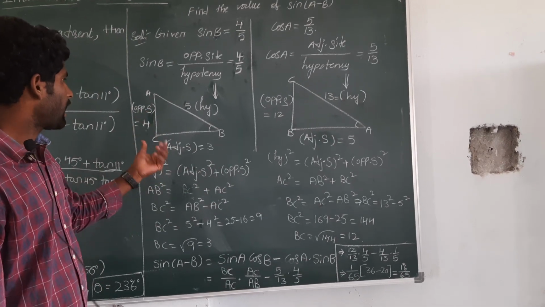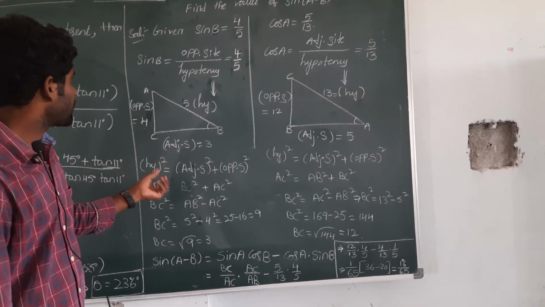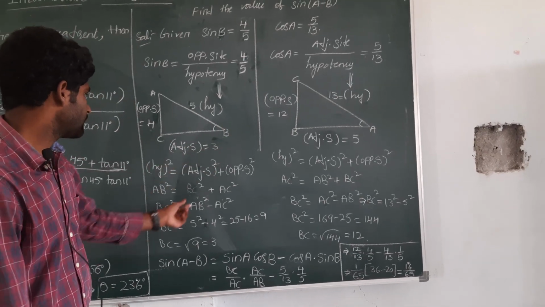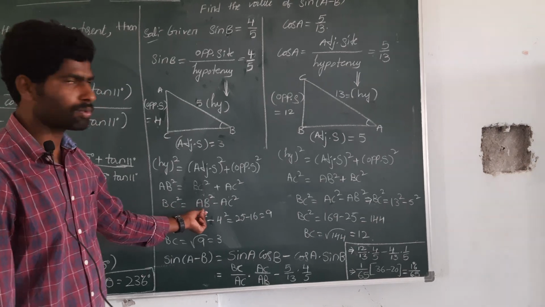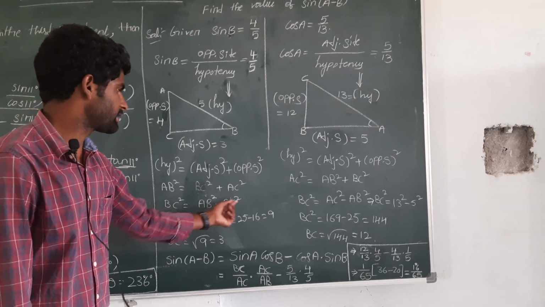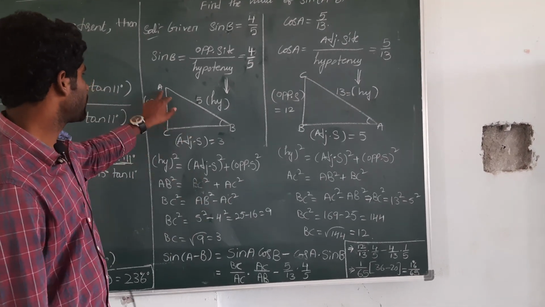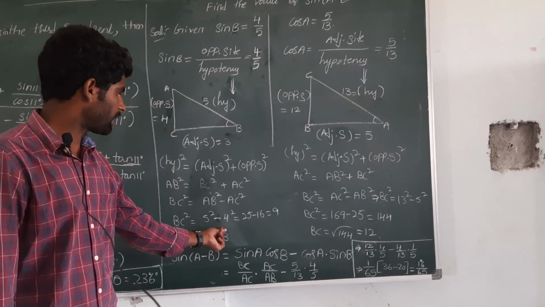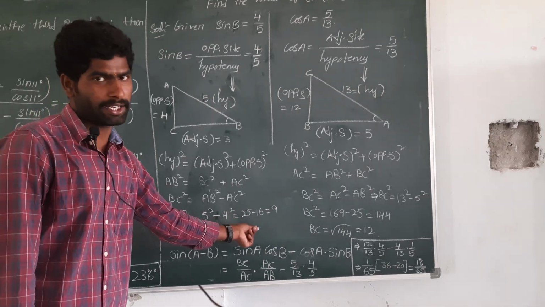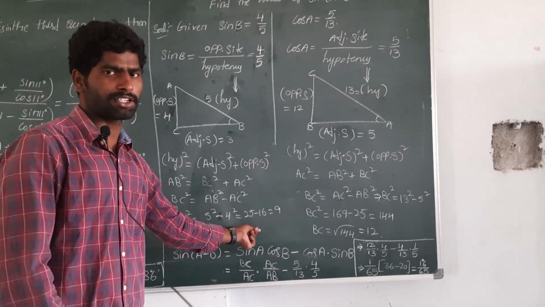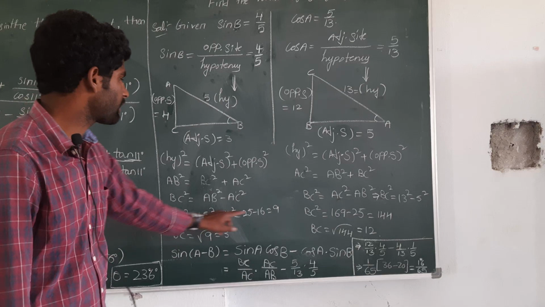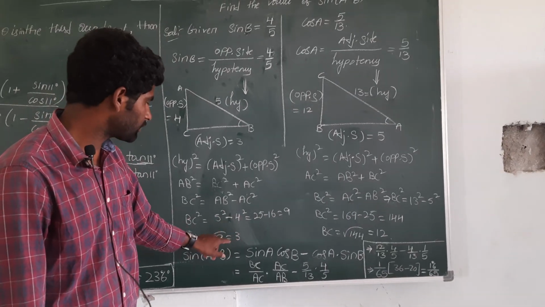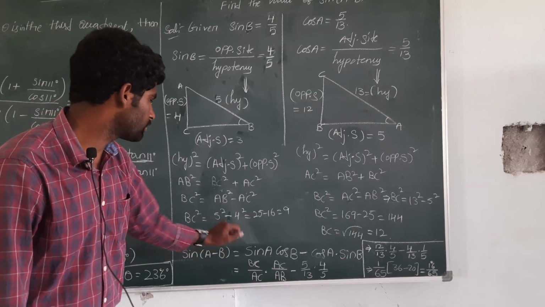In this we have to find the adjacent side value. BC square is equal to AB square minus AC square. AB value is 5, so I write 5 square, AC is 4 square. 5 square is 25 minus 16, 25 minus 16 is 9. So BC square equals 9, BC equals root of 9, and 9 comes out of the root as 3. Then BC equals 3.